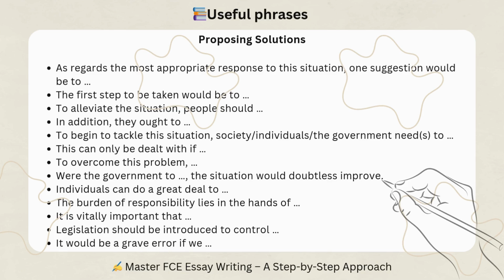Now, let's look at some powerful phrases you can use when you're proposing solutions in your FCE essay. To introduce your ideas, you might say, "as regards the most appropriate response to this situation, one suggestion would be to," or "the first step to be taken would be to." You can also express practical actions with phrases like "to alleviate the situation, people should," or "to overcome this problem." These are great for clearly outlining what can be done.